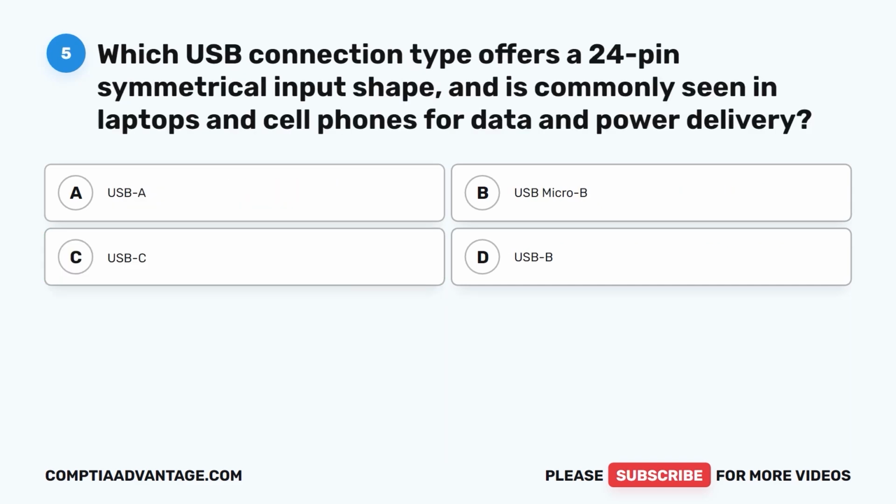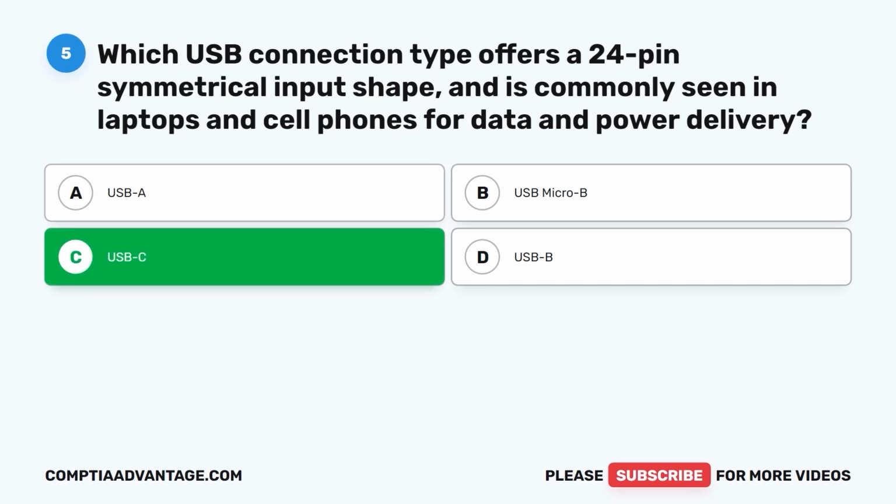Question 5. Which USB connection type offers a 24-pin symmetrical input shape and is commonly seen in laptops and cell phones for data and power delivery? A. USB-A. B. USB micro-B. C. USB-C. D. USB-B. The correct answer is C. USB-C.